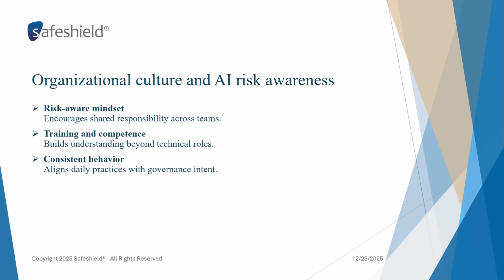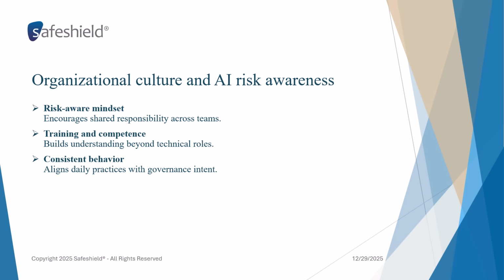Leadership behavior strongly shapes organizational attitudes toward AI risk. Clear messaging from senior management, visible accountability, and consistent reinforcement of responsible practices signal that AI risk management is a priority. Governance mechanisms should encourage early identification and escalation of concerns rather than rewarding speed or innovation at the expense of risk awareness. A risk-aware culture supports constructive challenge.